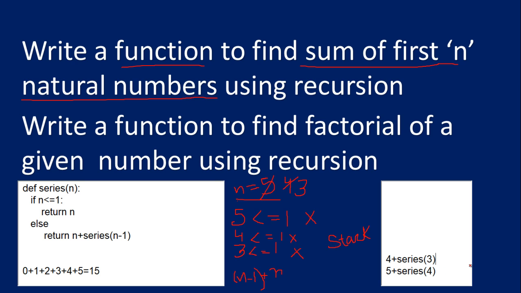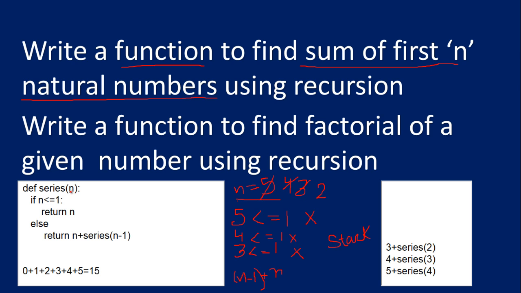So what will happen? As you see, series 4 will call the above function. Now it will come down and execute this expression: the value of n is right now 3, so it will execute the expression 3 plus series of n minus 1, that is 3 minus 1, that is 2. So the function is called with the value 2. Now the value of n becomes 2, right?